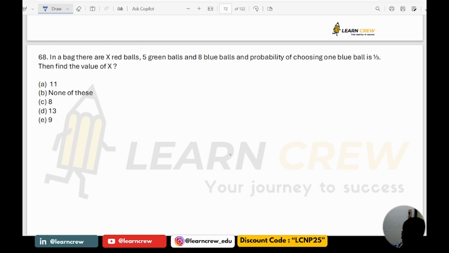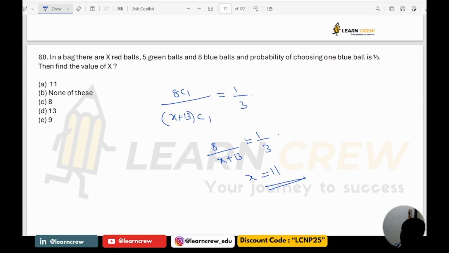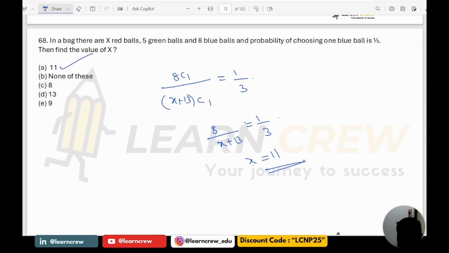Next, in a bag there are x red balls, 5 green balls and 8 blue balls. So total x plus 13 balls are there. What is the probability of choosing one blue ball? The probability of choosing one blue ball is 8c1 by x plus 13c1, which is 1 by 3. So 8 by x plus 13 is 1 by 3. If you simplify this, x plus 13 is 24, x is equal to 24 minus 13, 11. So x is 11.